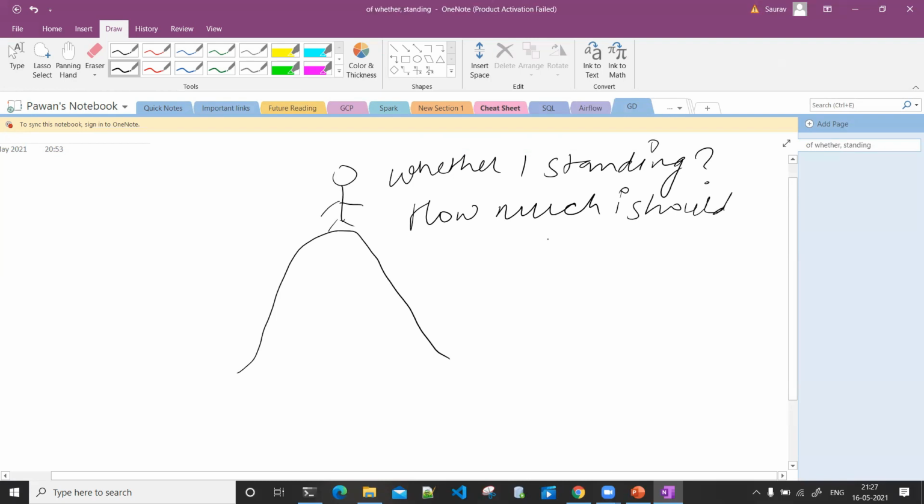So, the intuition that I am having, how much I trust it. Do I trust it or not? If I don't trust it, obviously you are not going to move, right? So before moving, you check two things: whether I am standing on a steep surface, and how much I should trust this feeling of steepness. Once you have checked these two things, you take the step, right?